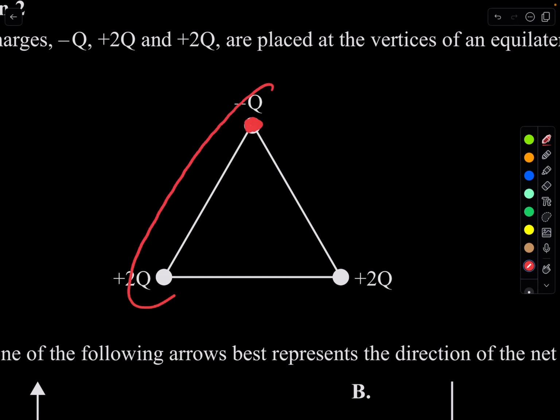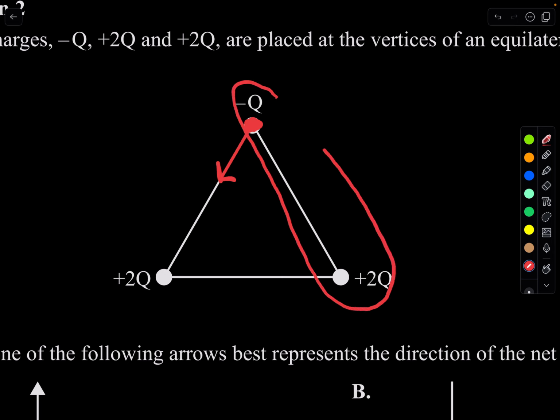Let's look at the first effect between these two charges. This one's negative and this is positive, so there's going to be an attractive force. So negative Q is going to be attracted to it. Now let's have a look at negative Q and positive 2Q. Again, negative Q is also going to be attracted because that's a positive charge and negative Q is negative. So it's going to be this. So what we have right now is the sum of two forces.